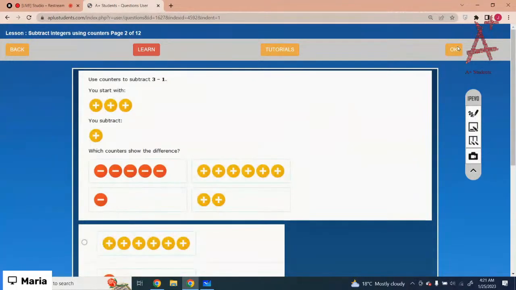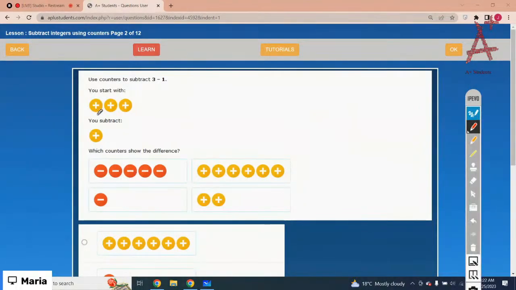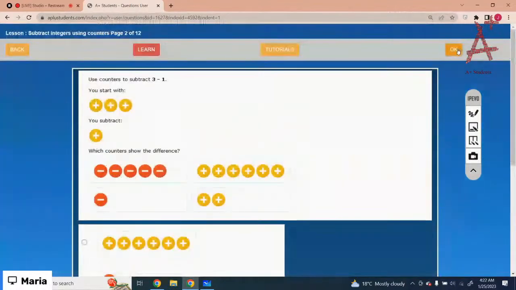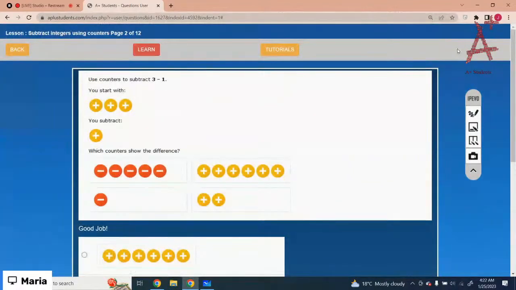Okay, use counters to subtract 3 minus 1. So 3 minus 1, both the numbers are positive. So positive and positive, because you're subtracting, the same counters cancel out. So you're left with just two of the counters. So that is the correct option. Got it? So this is the correct option. Just select the correct option, then click on the OK button.